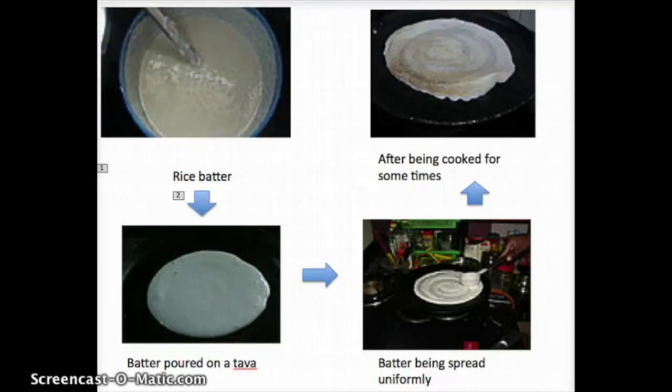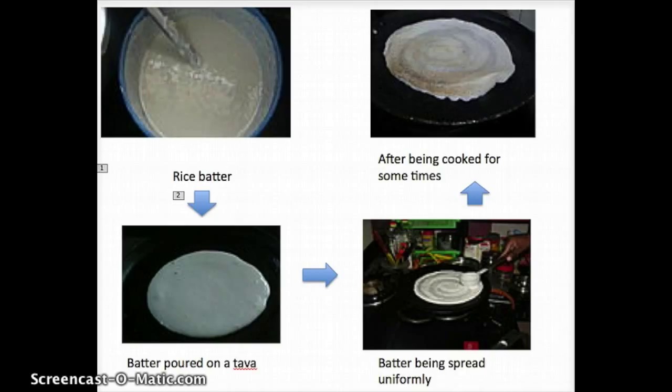Some add a handful of fenugreek seeds soaked along with the rice. The proportion of rice to lentils is generally a ratio of 4 to 1 or 5 to 1. The batter is allowed to ferment overnight. After the overnight fermentation, the batter is mixed with water to get the desired thickness.